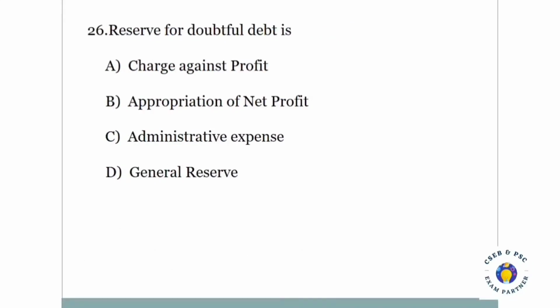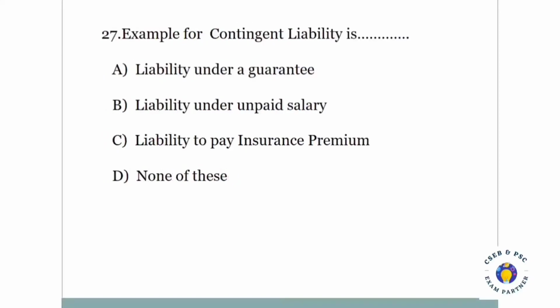Question number 26. Reserve for doubtful debt is option A, charge against profit, option B, appropriation of net profit, option C, administrative expense, option D, general reserve. Answer is charge against profit. Question number 27. Example for consignment liability is dash. Option A, liability under a guarantee, option B, liability under unpaid salary, option C, liability to pay insurance premium, option D, none of these. Answer is liability under a guarantee.